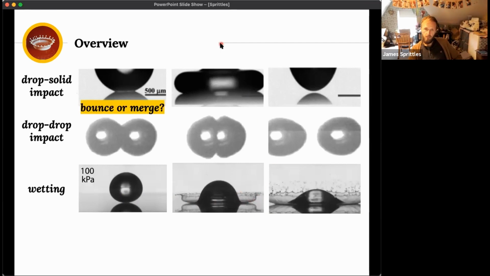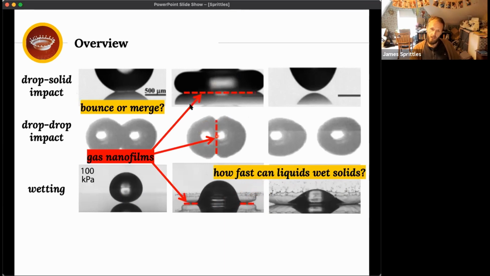The questions you're typically interested in here are whether these drops are going to bounce off each other or off the surface, or whether they're going to merge. And in wetting, typically you want to know how fast these liquids can spread across solids, and if they go too fast, how they generate things like splashes. Now, the thing that draws these three problems together is the presence of very thin layers of gas, so gas nanofilms. That's what a lot of the talk is going to be about, trying to understand how to model these and what kind of physics is involved.